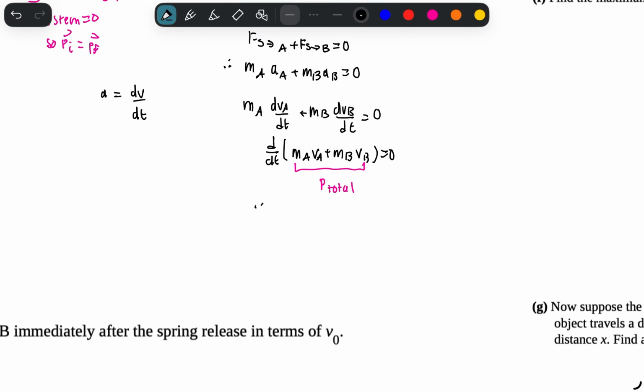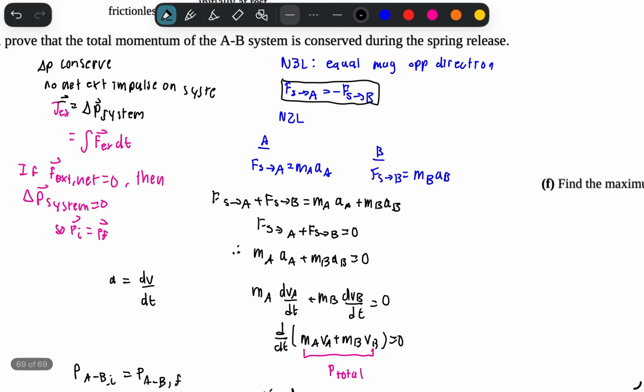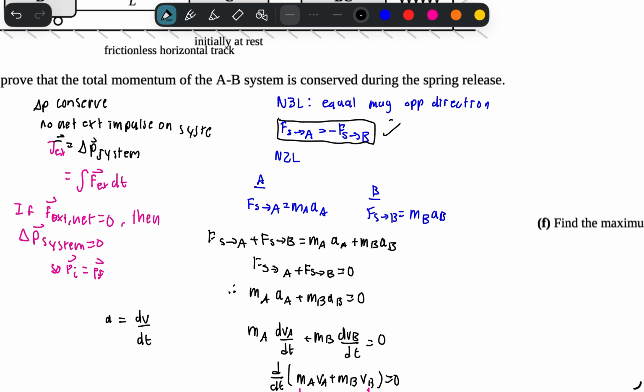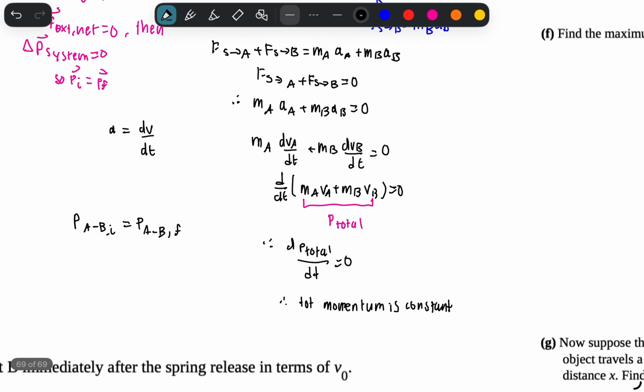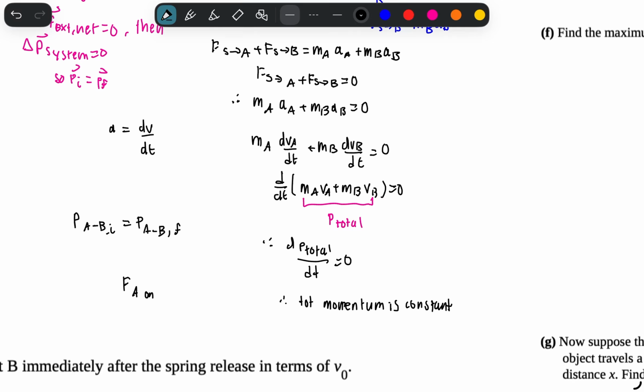So then the derivative of the total momentum is equal to 0. Therefore, your total momentum is going to be constant, aka P of A and B initial is equal to P of A and B final. So we showed that from F is equal to ma that we have this expression here. So we have F of A on B is equal to negative F of B on A.